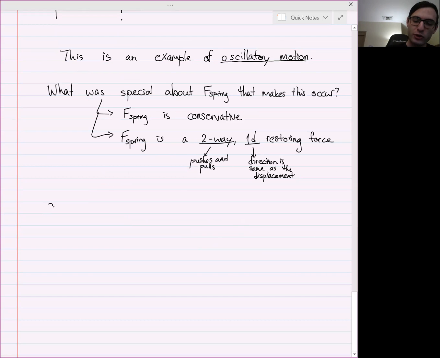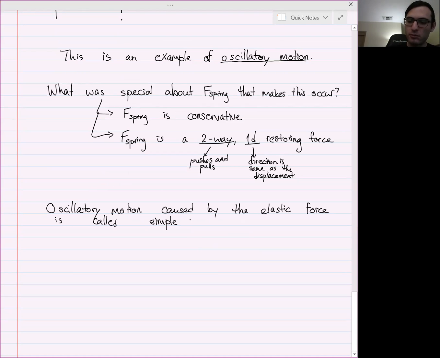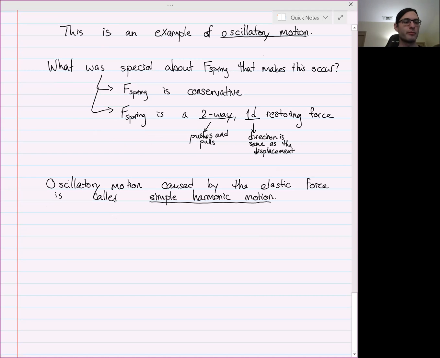So in fact, oscillatory motion that's caused by the elastic force has a unique name. It's called simple harmonic motion. And it gets a name because it's a special type of oscillatory motion. And it's a very straightforward and very well understood type of oscillatory motion. So a system that oscillates this way, these are just definitions or jargon that you should know.